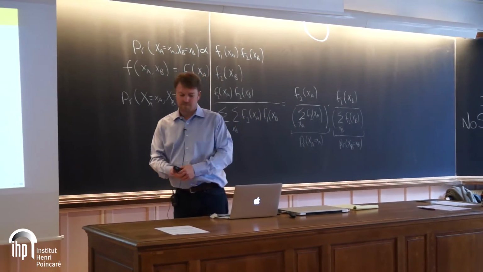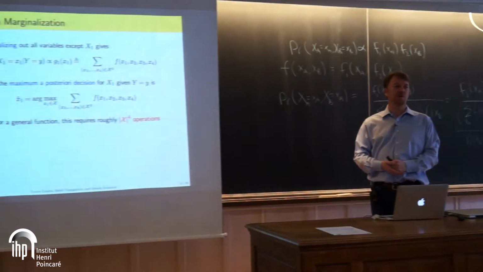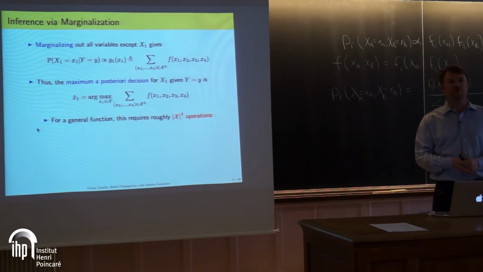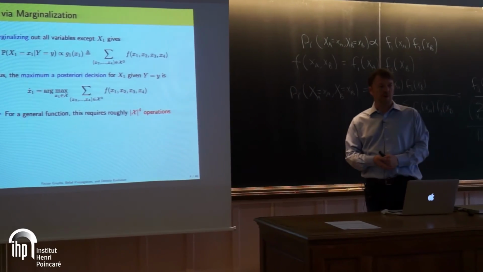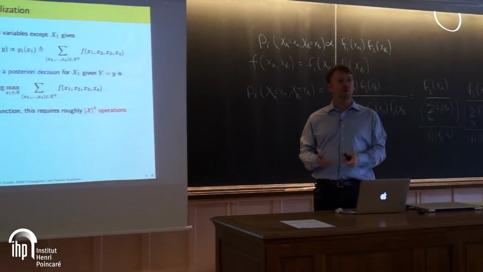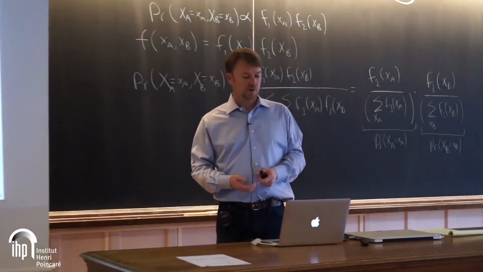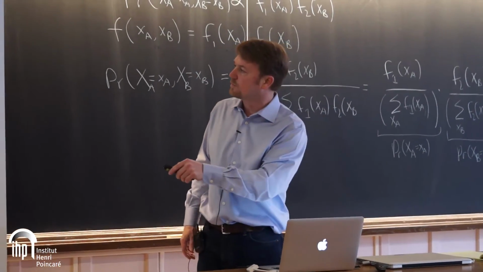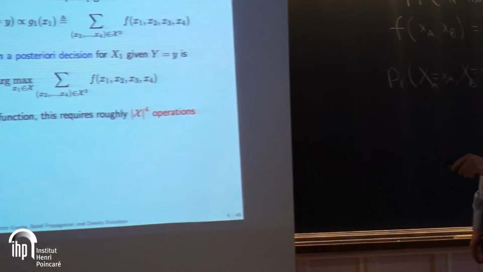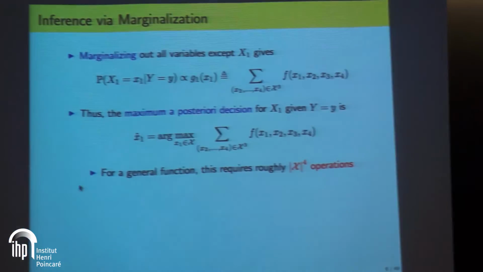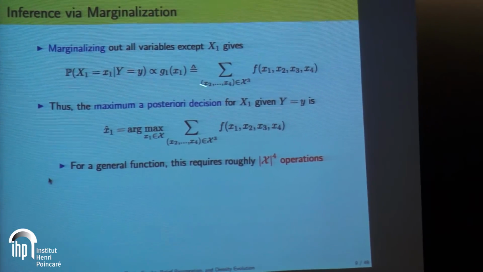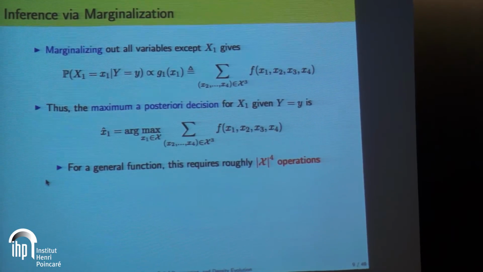All right, so now how do we do inference on factor graphs? The key operation that we'll use most often is marginalization, which means marginalizing out all variables except for one. So in particular, if I ask you what the probability of x1 equal to some little x1 is, given my observation y, I'm just going to say it's proportional to this function where I sum out all the variables except for x1.